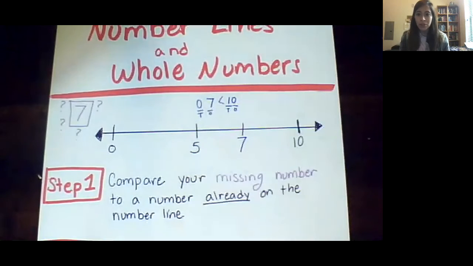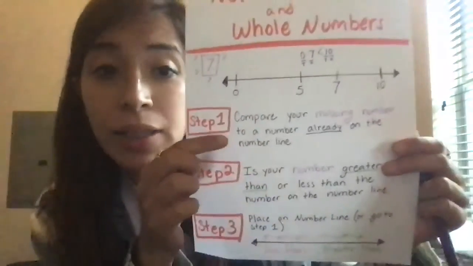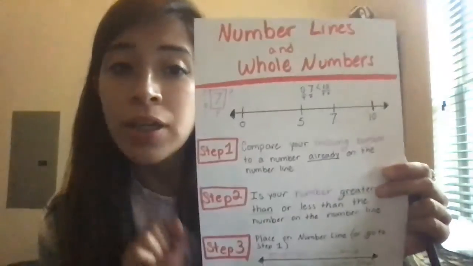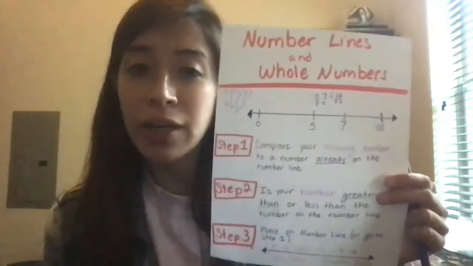Awesome job, mathematicians. Now, since we're in 2nd grade, we're going to be using a lot of 2 and 3-digit numbers. Today, you're going to be looking at 2-digit, and tomorrow you're going to be looking at 3-digit. So remember the steps. First thing you need to do is compare your missing number to a number already on the number line. Decide if it's greater than or less than.